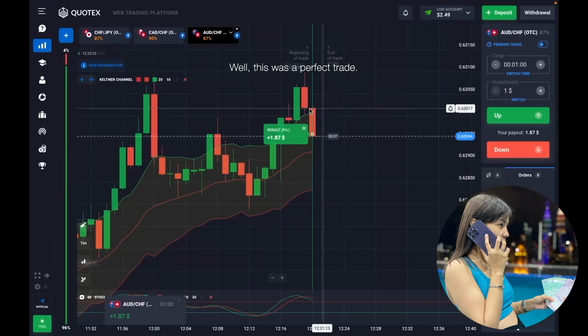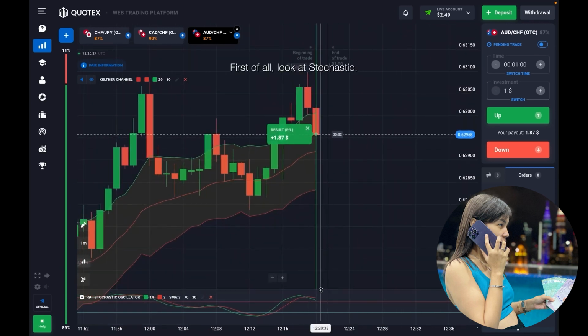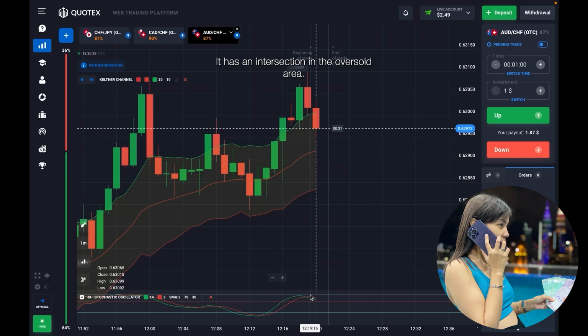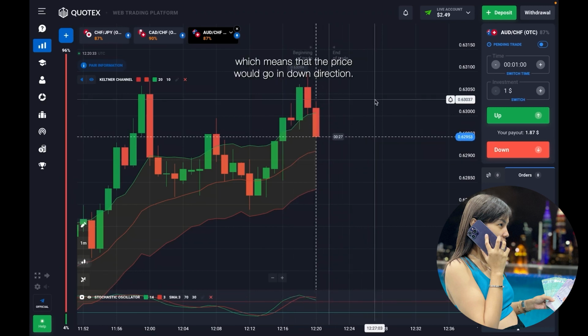Well guys, it was a perfect trade. Look at all signals from both indicators. First of all, look at the stochastic. It has an intersection in the oversold area. The green line has crossed the red signal line, which means that the price would go in a down direction.